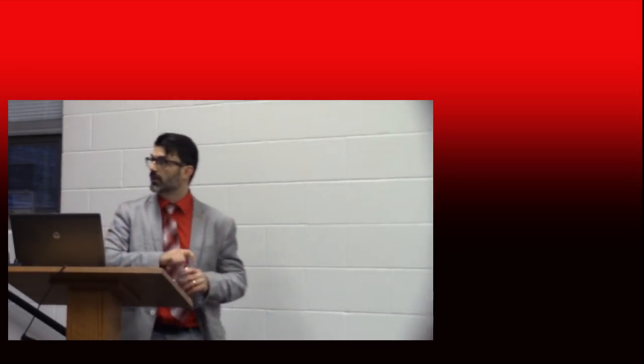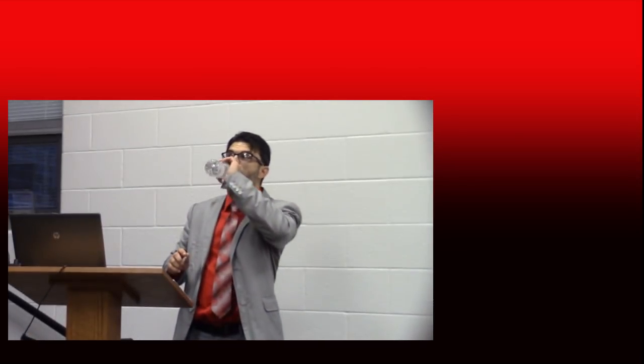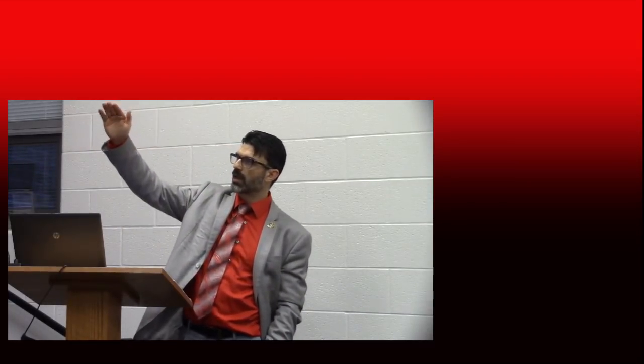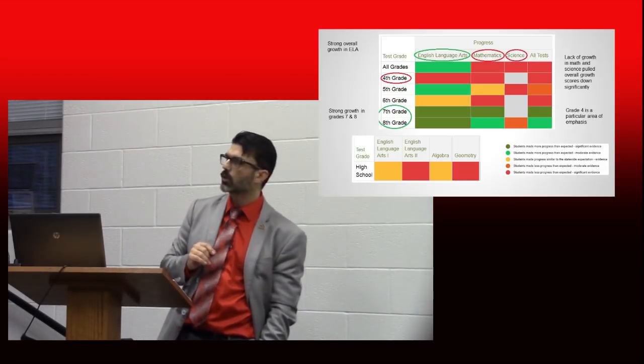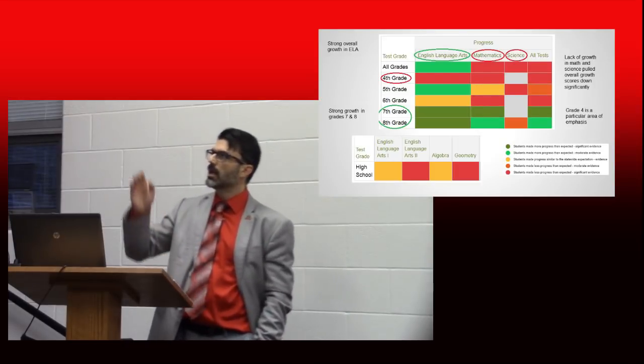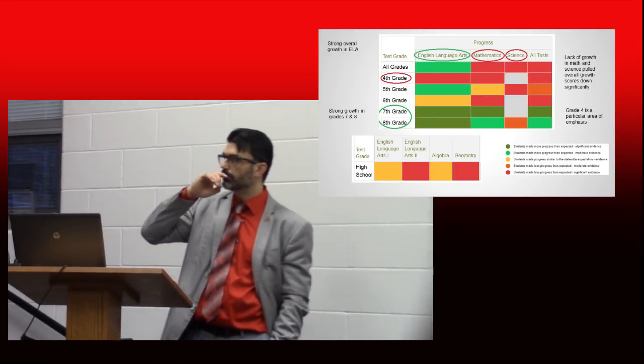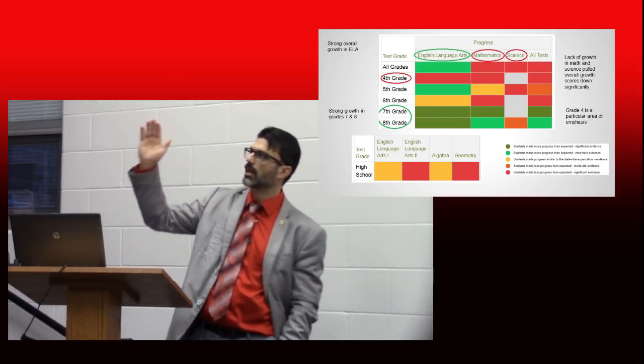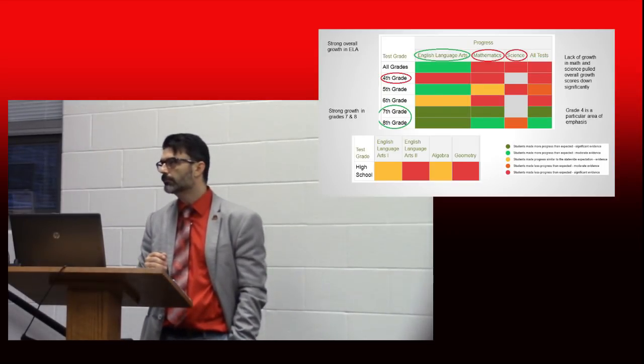But this is a snapshot of what our value-added was. And again, I'll explain what this whole mess means. So we have the tested grades and the major areas. We've got 4 through 8 plus the high school end of course exams, and we have reading, math, and science. And then there's an overall score across all grades and across all tests.